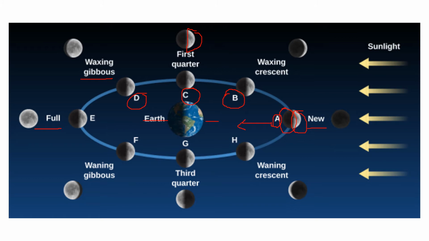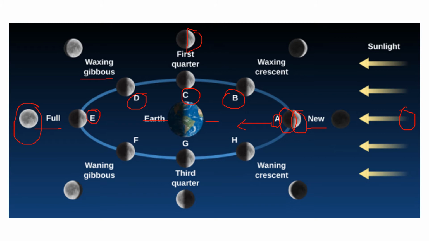Eventually, the moon arrives at position E in our picture, where it and the sun are opposite each other. So the sun is here and the moon is in this area.